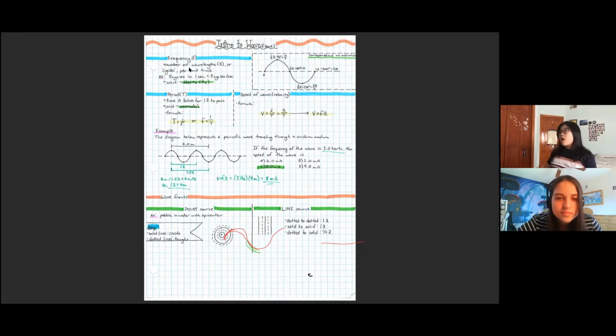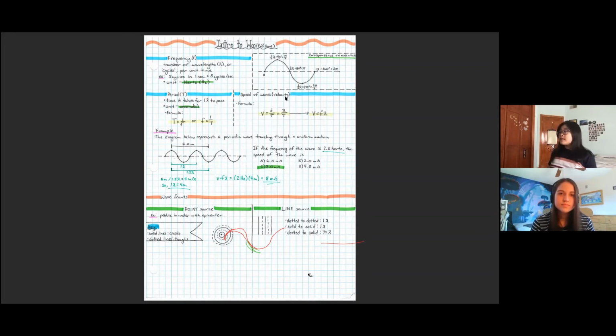Moving on. The frequency of waves is the number of wavelengths or cycles per unit time. So if there were 5 cycles in 1 second, that would just be 5 cycles per second. It is measured in hertz. The period is the time it takes for one wavelength to pass, and it is measured in seconds. We can find that from the formula: period equals 1 over frequency, or frequency equals 1 over the period.